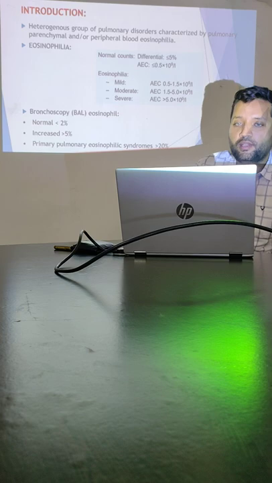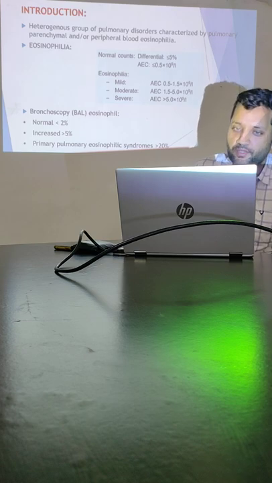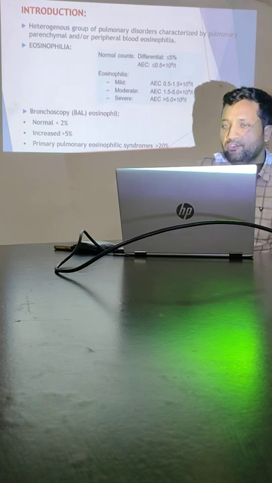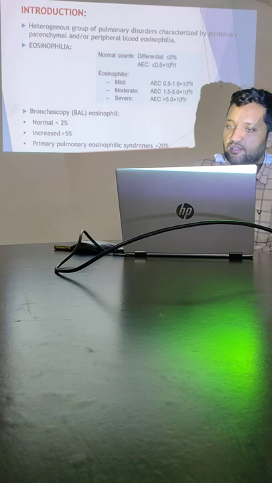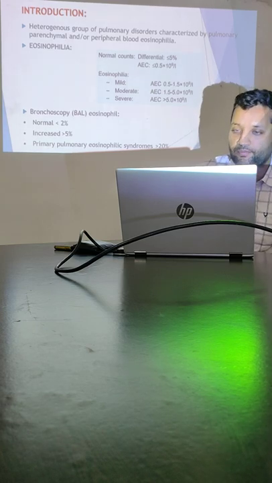Introduction. Eosinophilic pneumonias are a heterogeneous group of pulmonary disorders characterized by pulmonary parenchymal and peripheral blood eosinophilia. What is eosinophilia? The normal count is less than 5%, and the absolute eosinophil count is less than or equal to 0.5 × 10^9 per liter.